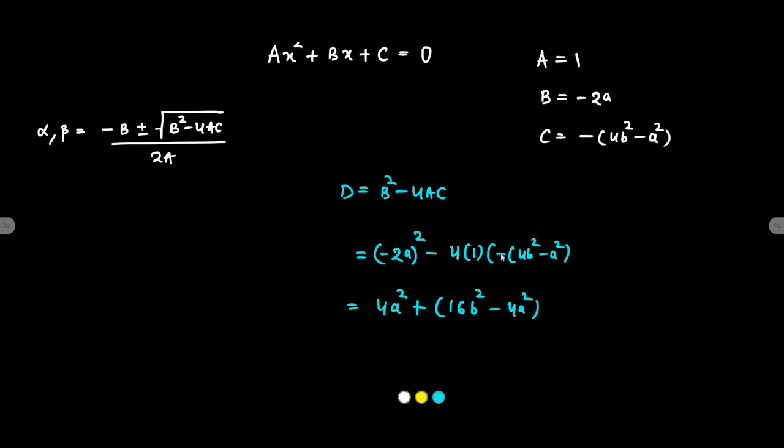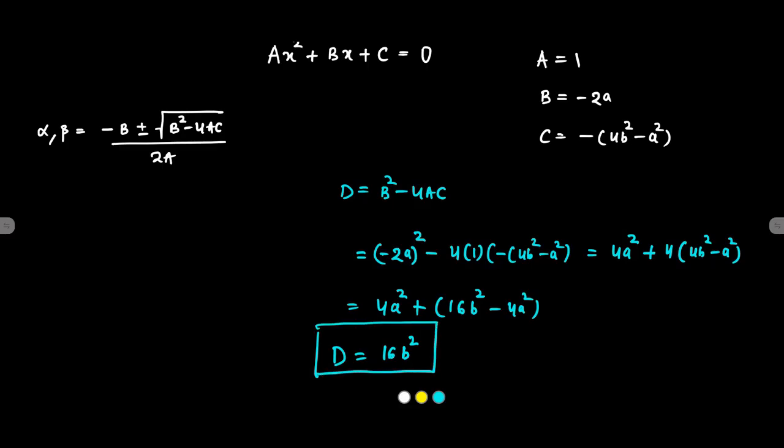This becomes 4a square, and this minus and this minus become plus, so plus 4 into (4b square minus a square), the product of these two. So now we have 4 into (4b square minus a square), which is 16b square minus 4a square. So this is equal to 4a square minus 4a square, which cancel out, so we have 16b square. This is the discriminant.